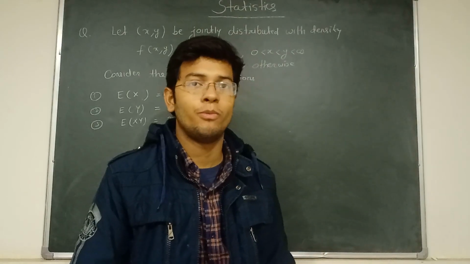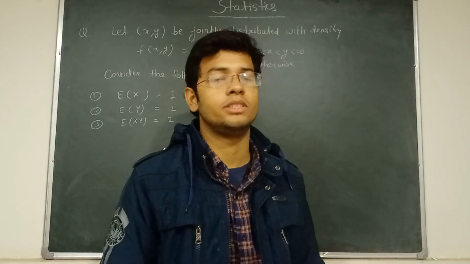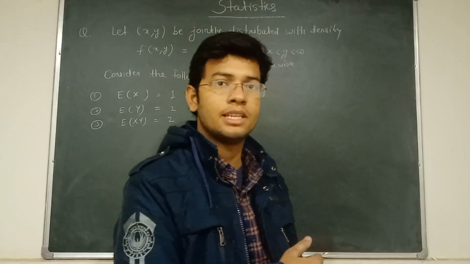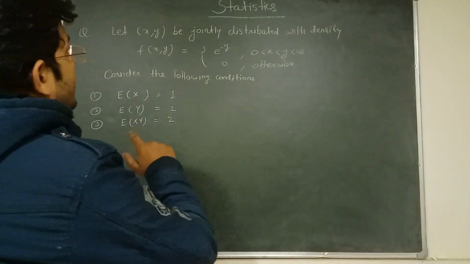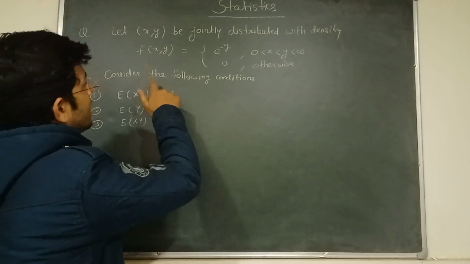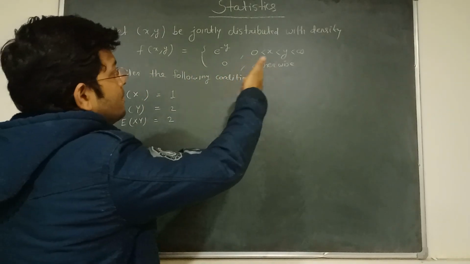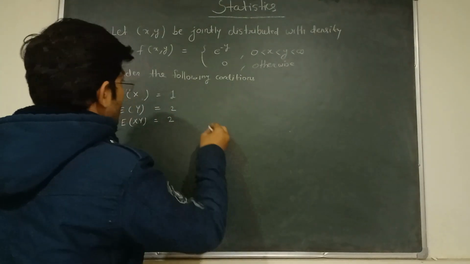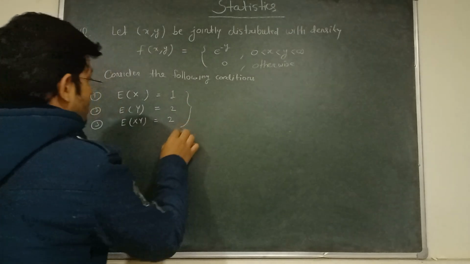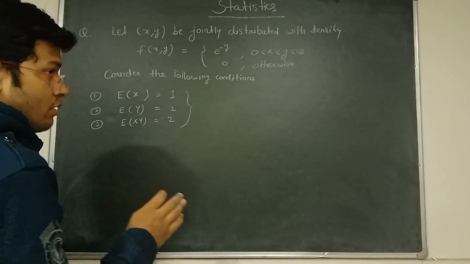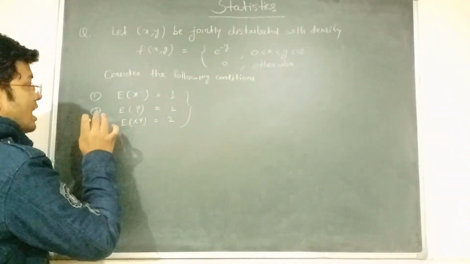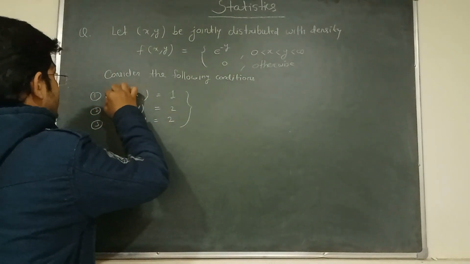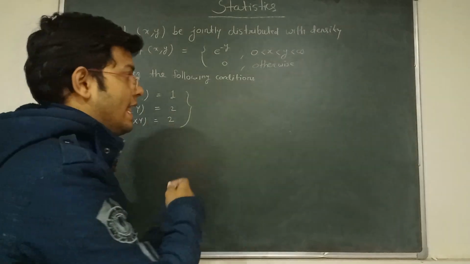In this video we will learn an example of the joint probability distribution. So without wasting time, let's solve it. Let X and Y be jointly distributed with density e to the power minus y, and the limits are given, along with the following conditions on E[X], E[Y] and E[XY]. All the conditions are given, but it is not stated whether they are correct or not. So we have to find the values of E[X], E[Y] and E[XY].